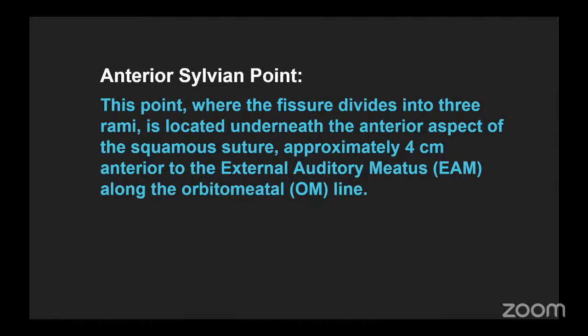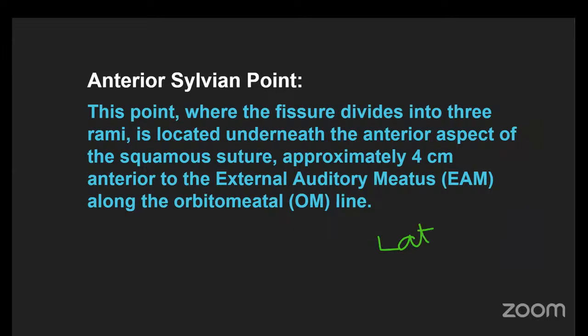So we move to the anterior Sylvian point. Why is it important? Because it's a very important landmark for a lot of surgeries. When we draw the orbitomeatal line, from the lateral canthus to the external auditory meatus, approximately 4 centimeters anterior to the external auditory meatus on that line, you're going to find the anterior Sylvian point, if you're marking it on a patient before the craniotomy.